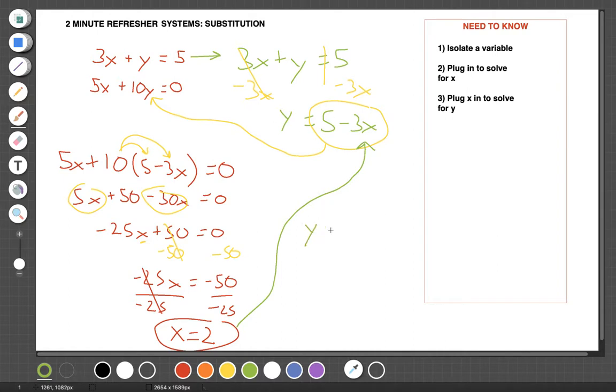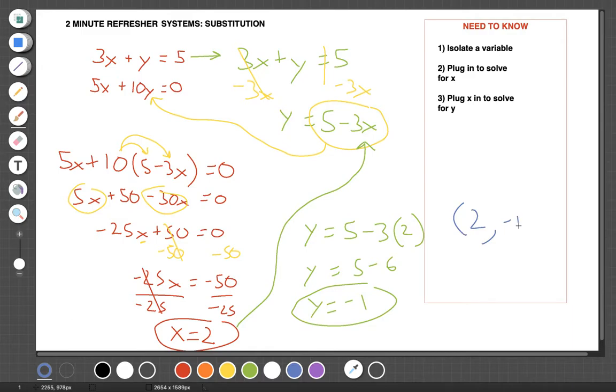So you end up with y equals 5 minus 3 times 2. Well, 3 times 2 is 6, so it's really 5 minus 6. Well, 5 minus 6 is negative 1. There you go. You have your x and your y. You can go ahead and write your answer. The answer would be 2, negative 1.